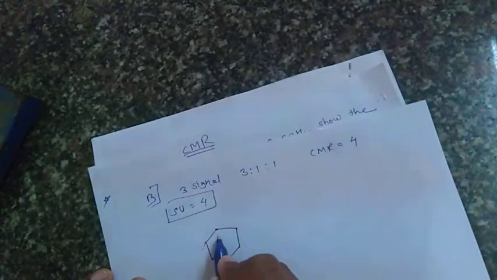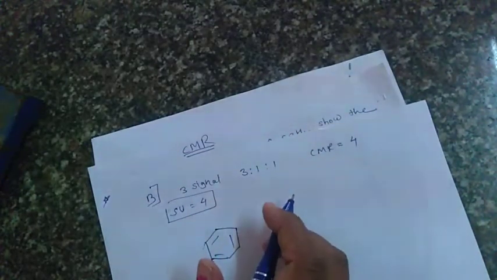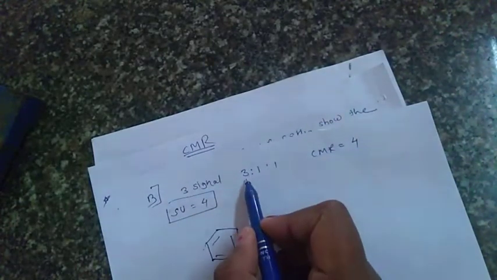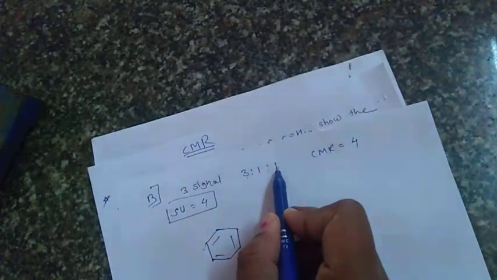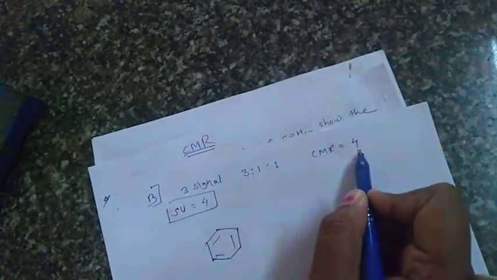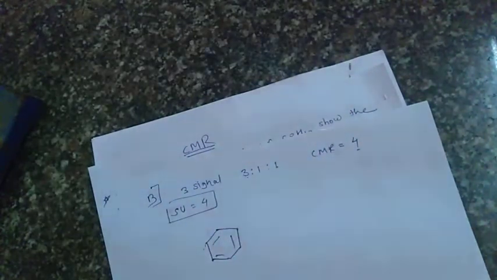We know which substituents are there. There are two substituents, but we arrange them in this manner. They show a 3:1:1 PMR signal ratio of hydrogens, and the CMR shows 4 signals. Okay, then how do we arrange this CH3?